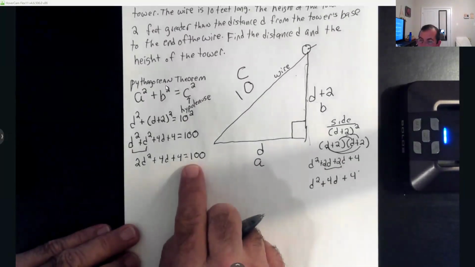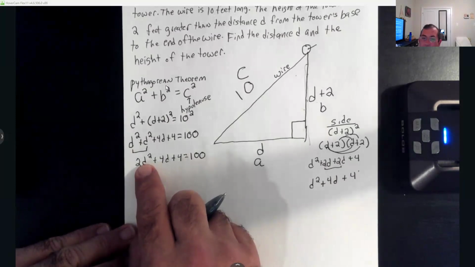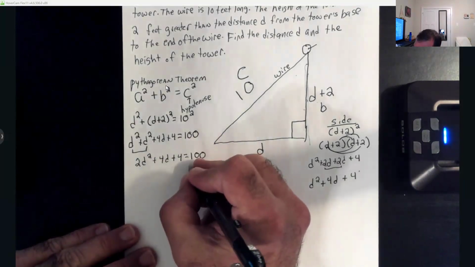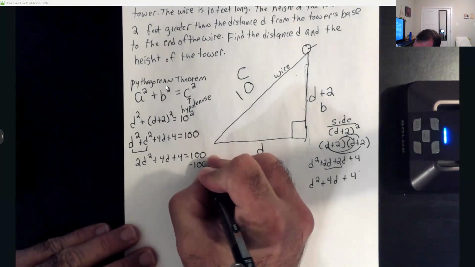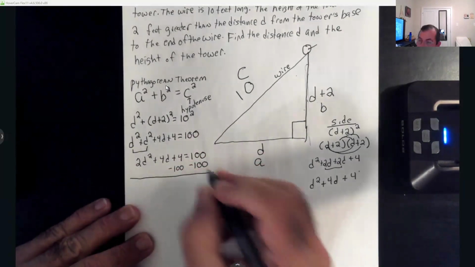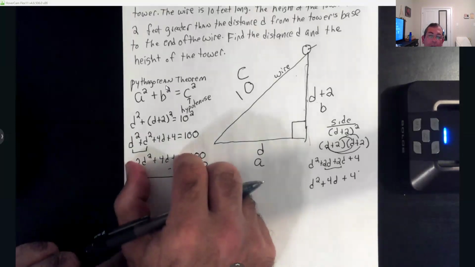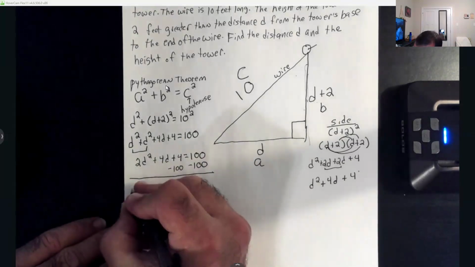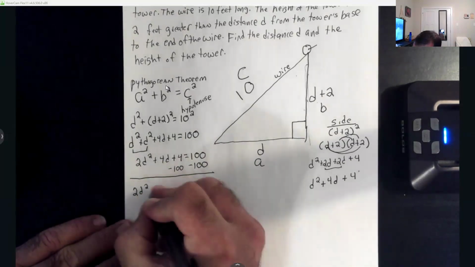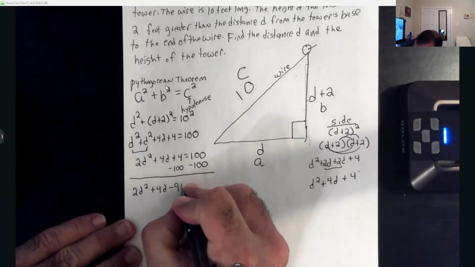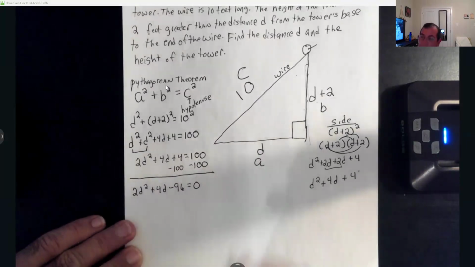All right, so my next thing is, this is quadratic with the d squared term in it. So what we need to do is make this a 0 over here. So to make that a 0, you're going to subtract 100 from both sides. Because remember, for a quadratic equation, you need everything on one side equal to 0 on those, okay? So you get 2d squared plus 4d minus 96 equals 0.